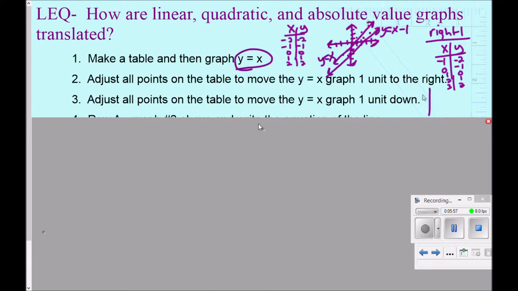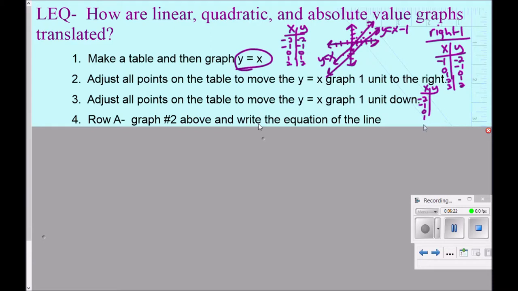Okay, so let me make myself another table here. So if I'm, again, referring back to this original table, y equals x's table, and if I'm moving the graph 1 unit down, well, 1 unit down means the y values are going to be affected. The x values are going to stay what they were. So -2, -1, 0. Let me just scroll down a little bit here. 1, 2.